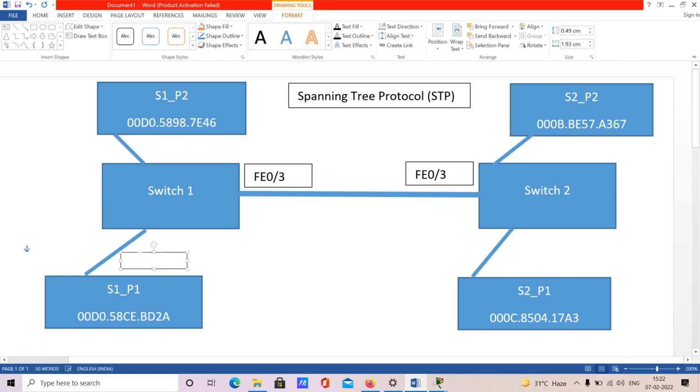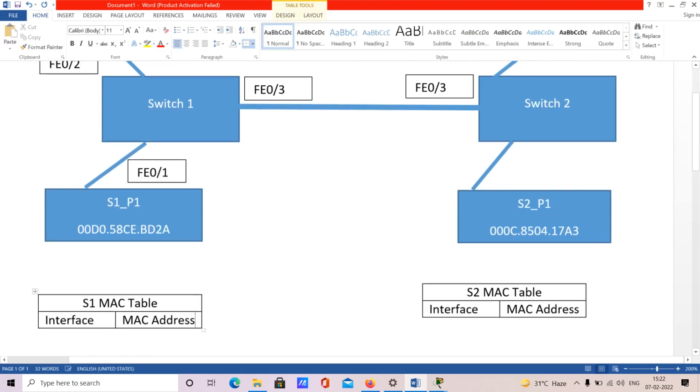Let us assume कि S1 is connected to the FastEthernet 0/1 interface. इस interface को S1 connected है और S2 के FastEthernet 0/2 में P2 connected है. Okay, these are the interfaces of the switch, not the machines. ये समझ लो. Now how is the MAC address added? Let us add this one. Okay, this is the scenario.